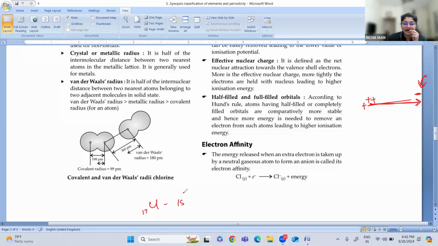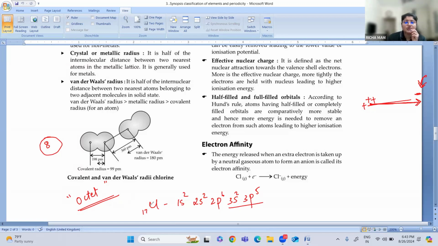If I write the electronic configuration, it is 1s2, 2s2, 2p6, 3s2, and 3p5. It requires one electron so that its octet is complete. Octet means when you have 8 electrons in the outermost shell. Whenever it has a completely filled octet, it is said to be stable.